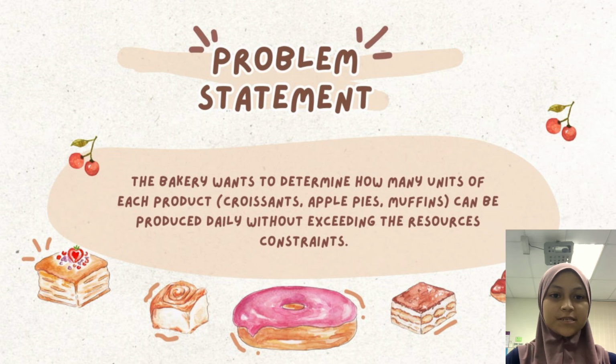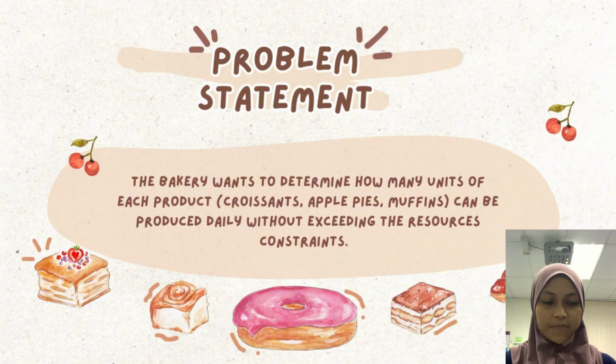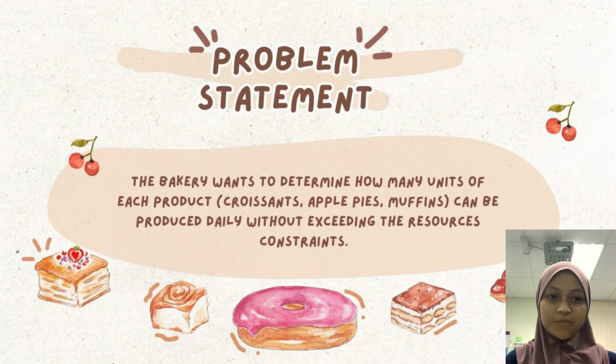So, what is the problem statement? The problem statement is the bakery wants to determine how many units of each product, croissants, apple pies, and muffins, can be produced daily without exceeding the resource constraints. So, how much can we produce of these desserts?